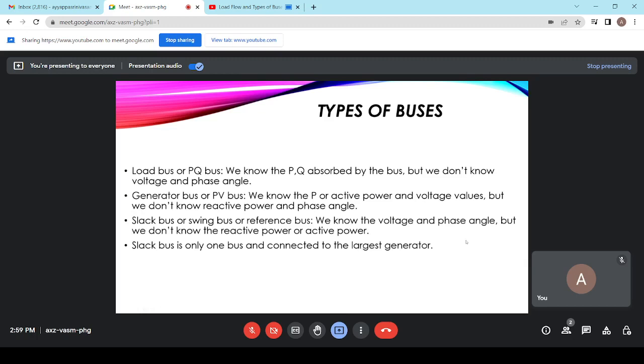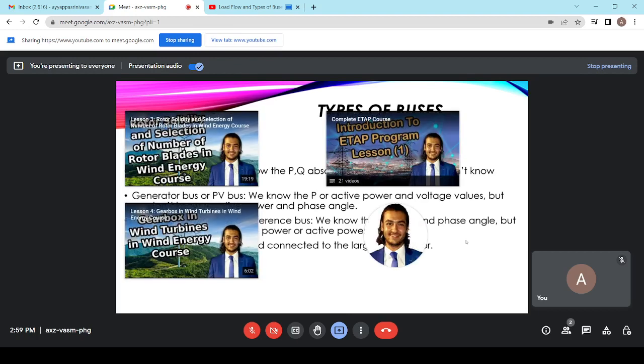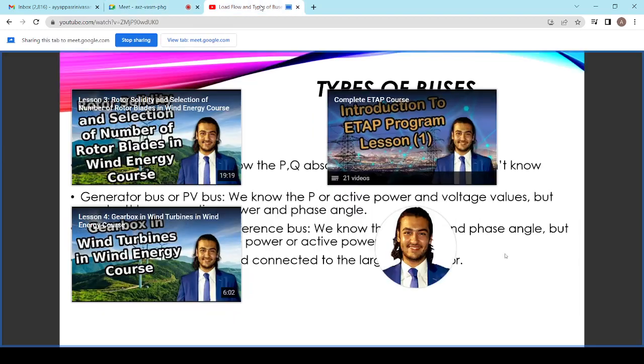In the next video, we are going to do the load flow analysis for the single line diagram which we drew before.